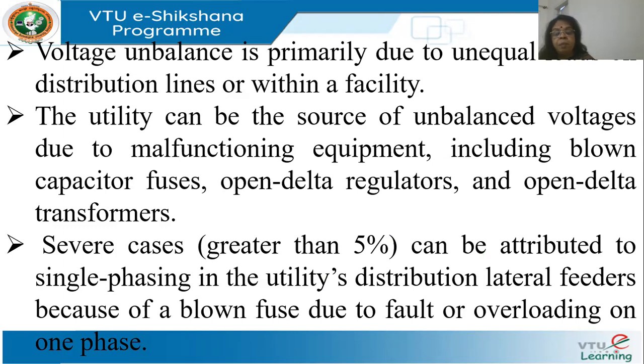And very severe unbalance can occur because of single phasing. In a transmission line with three phases, due to some fault, one line has become open. That is called single phasing. This can cause more than a 5% deviation in unbalance. Mostly single phasing is caused because of a blown out fuse, or an overloading in one phase may just trip that particular line.